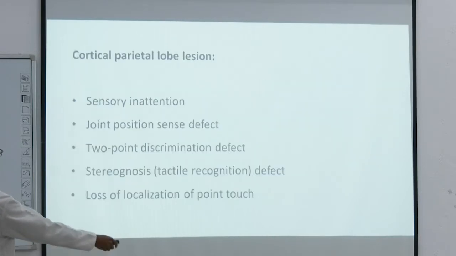Okay, thalamic lesion, I am coming to it. And in a cortical parietal lobe lesion, all the cortical sensation will be lost, like your 2-point discrimination, very important. Do you know how to do it with a compass? 2-point discrimination, stereognosis, loss of localization of point touch, everything will be defective in case of parietal lobe lesion.